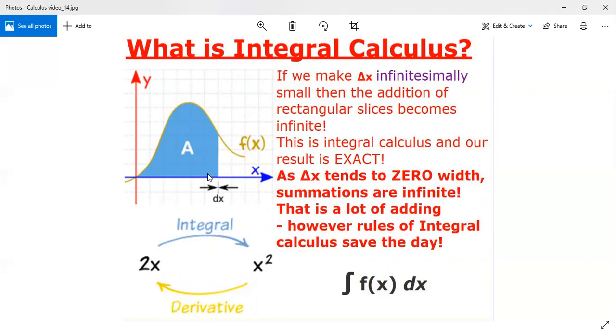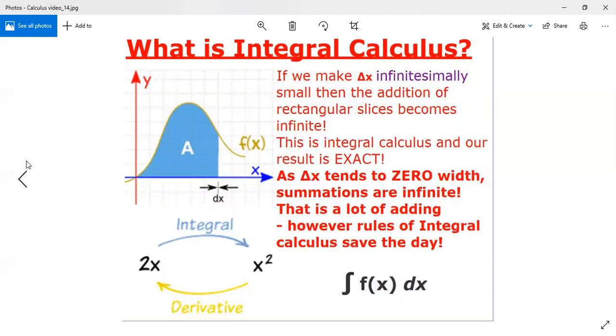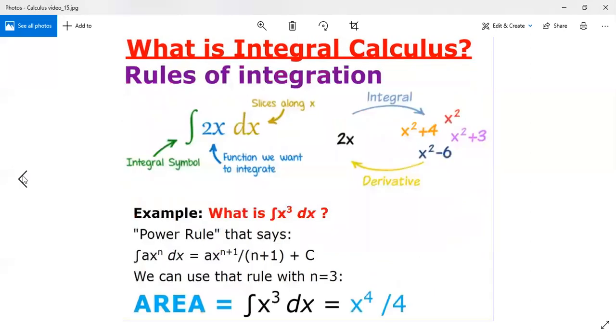So the trick is, we make the slice width of the rectangle infinitesimally small, and we follow rules of integral calculus to get an exact answer. This is the symbol for integration. So here we're integrating a function of x with respect to the variable x. Integration, differentiation, they are the inverse of each other, and we follow rules to go between the two.